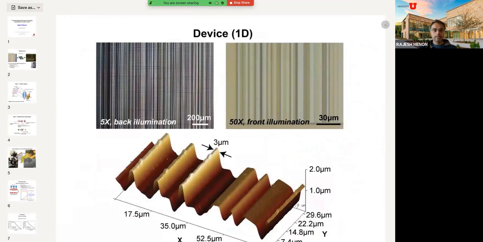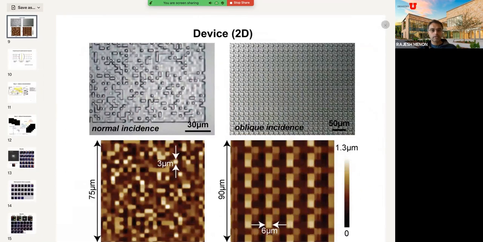I'm going to skip that. These are examples of devices. So here's a picture of some devices that we made in our lab. The top pictures are the optical micrographs. The bottom pictures are atomic force micrographs, where you can see these very complex three-dimensional structures.